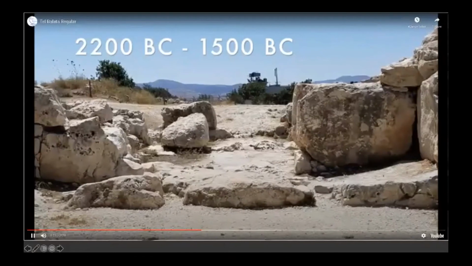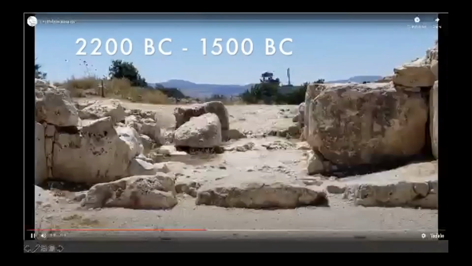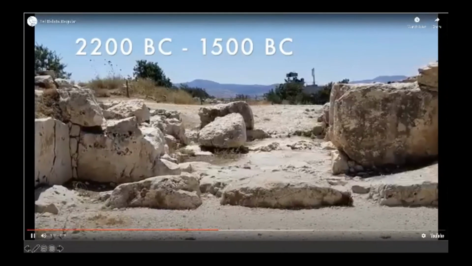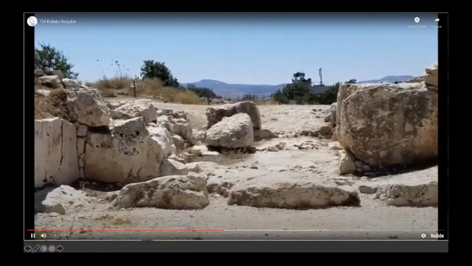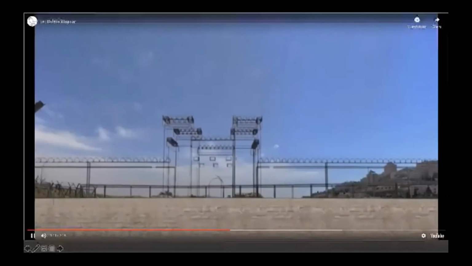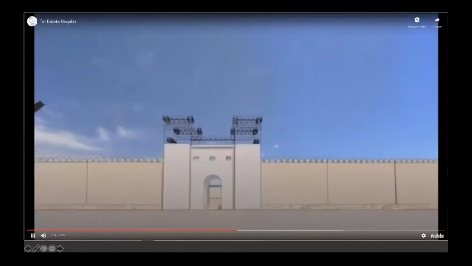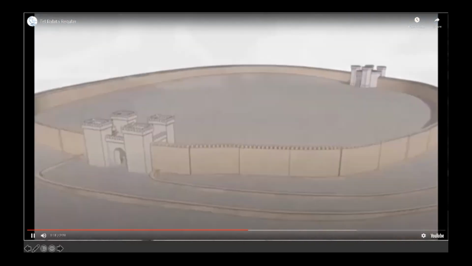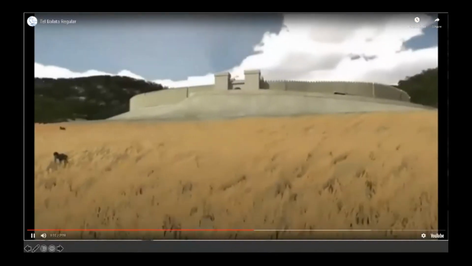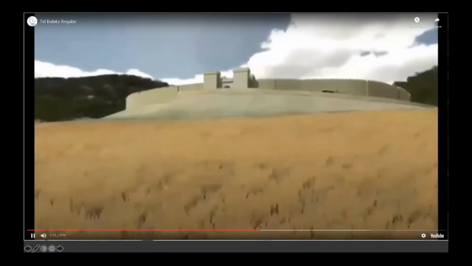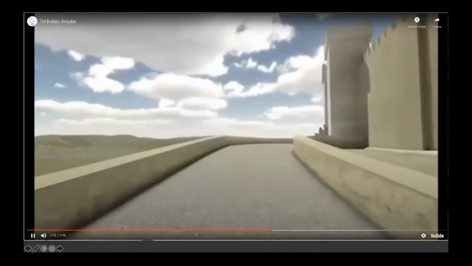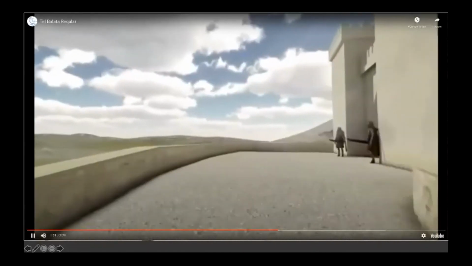But the most important, they found the city gate. The city gate is between 2200 BCE to 1500 BC. This is the city gate. I'm going to show you a reconstruction of this city gate, how it looked. And why this city gate is important, because during the time of Jacob, Jacob and his sons, including Joseph, would pass through this city gate from here.